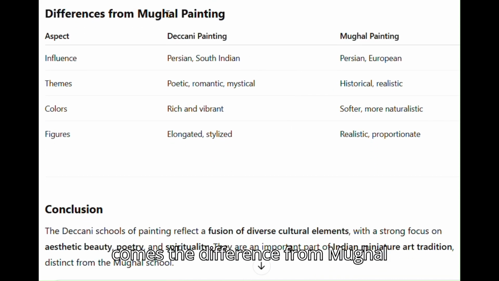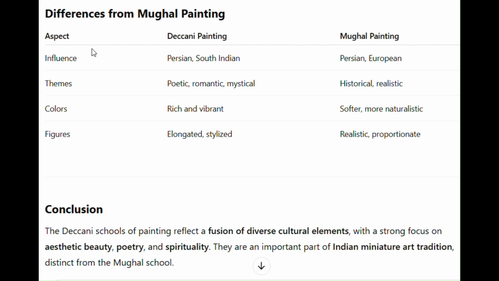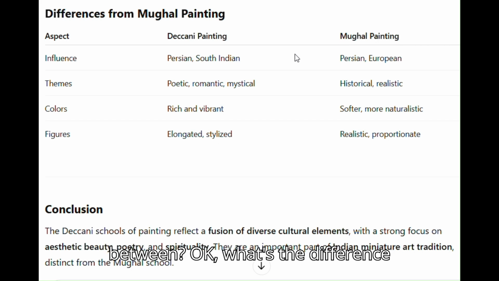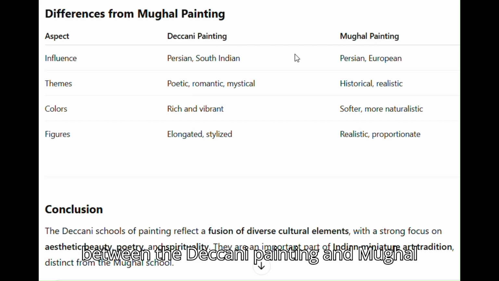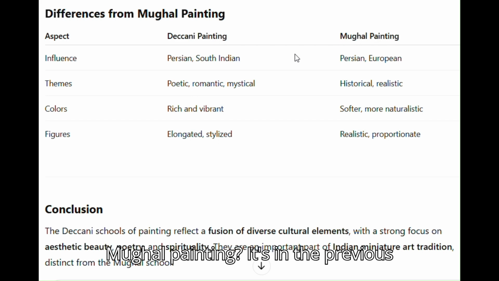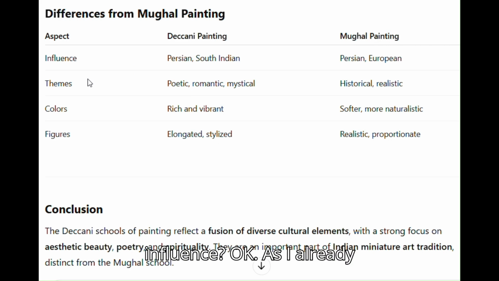Next comes the difference from Mughal painting. Here the aspects are Deccani painting and Mughal painting. So what's the difference between the Deccani painting and Mughal painting? Deccani painting we have studied in this chapter. Mughal painting is in the previous chapter. What are the influences?